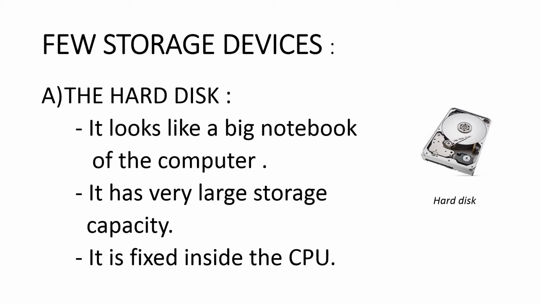Now, the first storage device that we are going to see is hard disk. The image that you are seeing on the rightmost part of the screen is of a hard disk. It looks like a big notebook of the computer, and any amount of information we can store inside the hard disk. The storage capacity of the hard disk is very high. It has very large storage capacity, and it is fixed inside the CPU, the central processing unit.